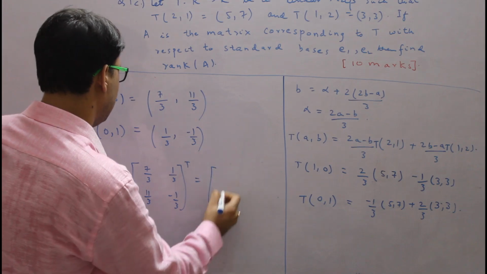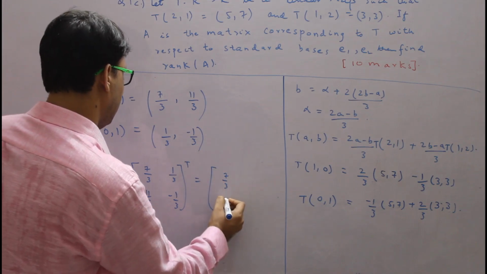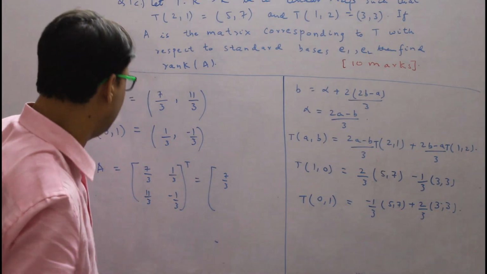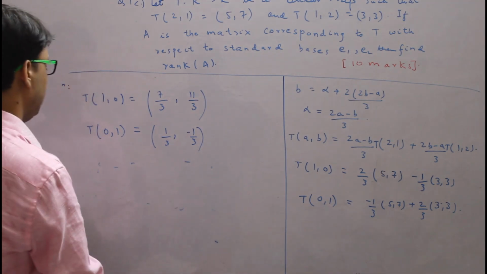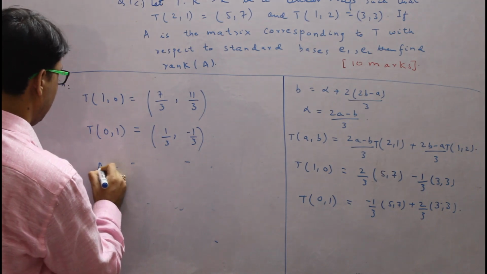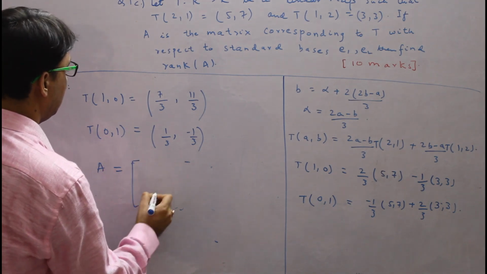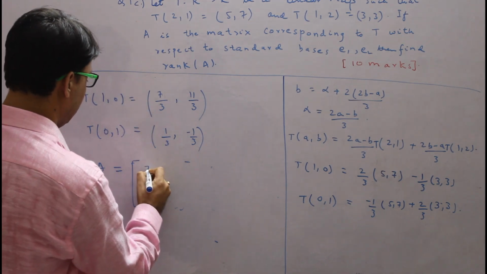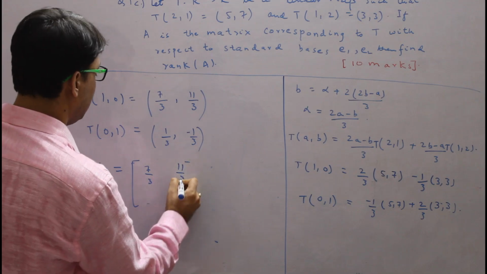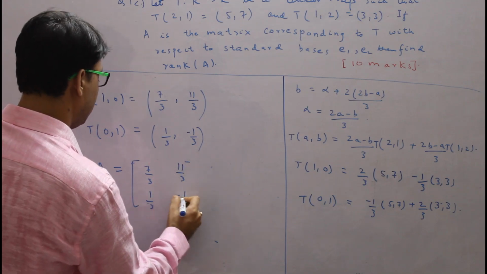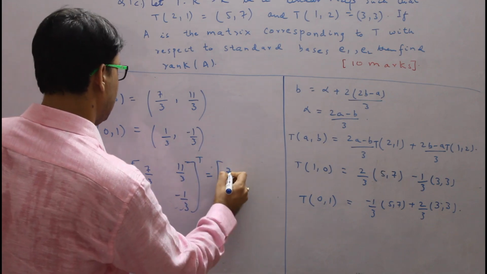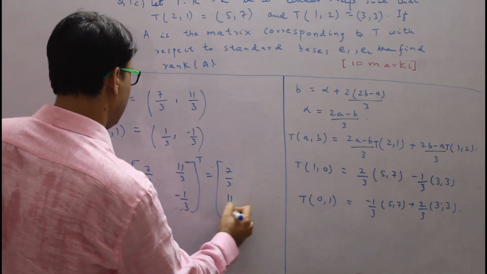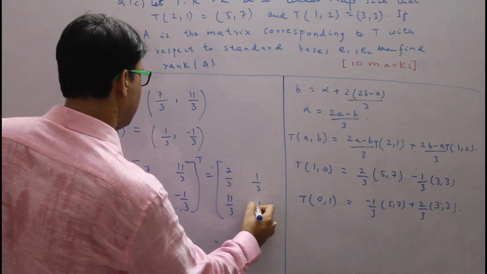There is a slight mistake over here. So this can be written as the transpose of (7 by 3, 11 by 3), (1 by 3, minus 1 by 3). So this gives the matrix with rows 7 by 3, 1 by 3 and 11 by 3, minus 1 by 3.